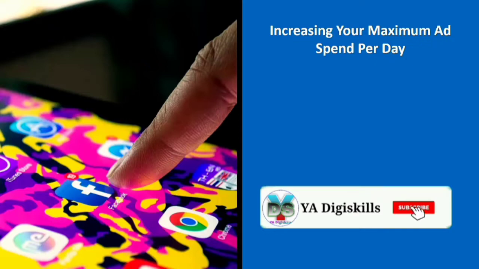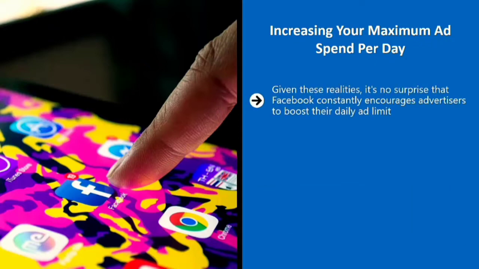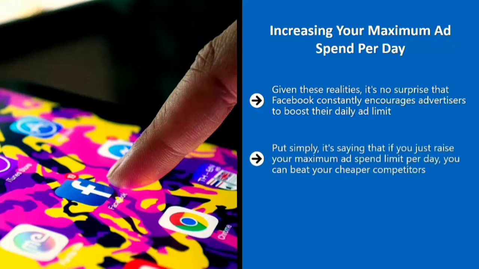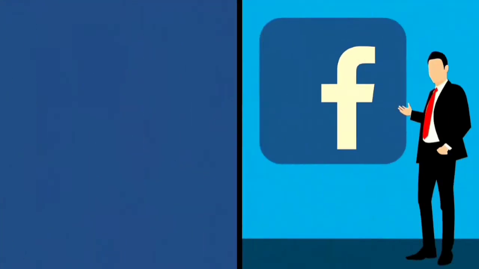Increasing your maximum ad spend per day. Given these realities, it's no surprise that Facebook constantly encourages advertisers to boost their daily ad limit. Put simply, it's saying that if you just raise your maximum ad spend limit per day, you can beat your cheaper competitors. But this doesn't necessarily mean that you will always be paying the top rates. The practical effect is that you're locking in on inventory. Of course, this all depends on how motivated your competitors are and how targeted your traffic is.